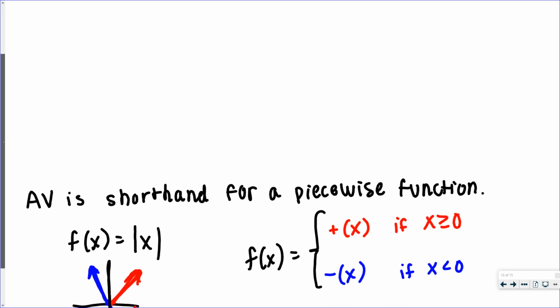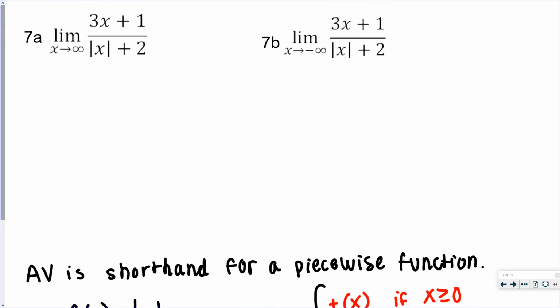No, it doesn't feel familiar? Okay, so I'll kind of show you. Here we have a limit as x approaches infinity and negative infinity of 3x plus 1 over this absolute value of x plus 2. Okay, so before we even jump to it, let's write this function as a piecewise function.